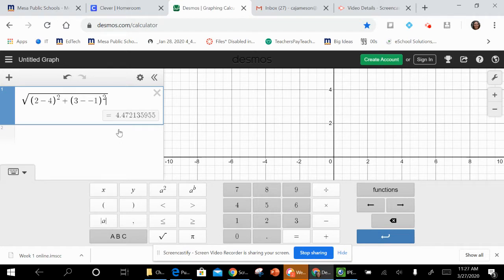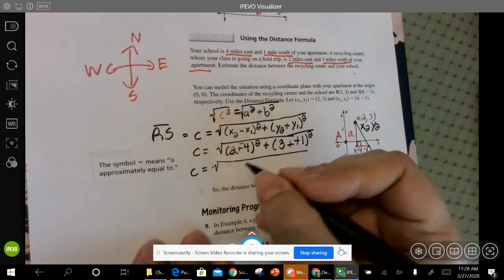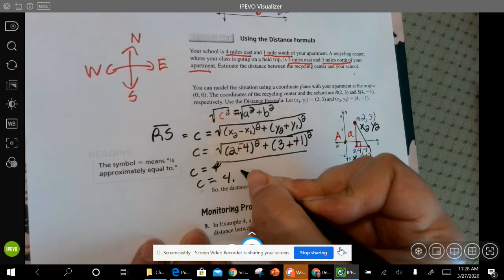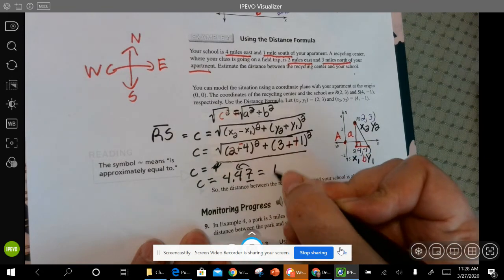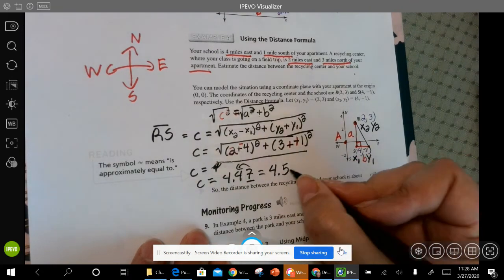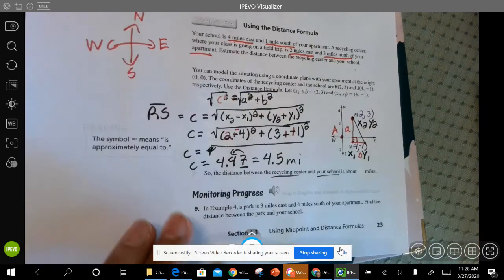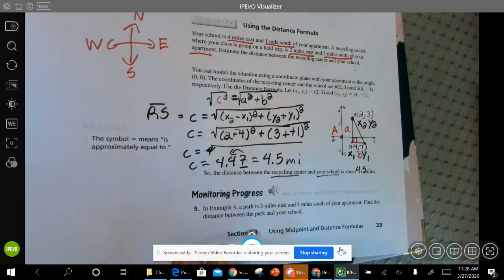And so it gives us a value of 4.47. So remember 5 and up rounds up, everybody. So we're going to round that up to 4.5. I'll show you on the paper. I'm just going to go down here because we did it on Desmos. So remember we rounded to the tenths place, 5 and up rounds up. So you're about 4.5 miles, so 4 and 5/10 miles between the recycling center and your school. So everybody, this is doing the distance formula.